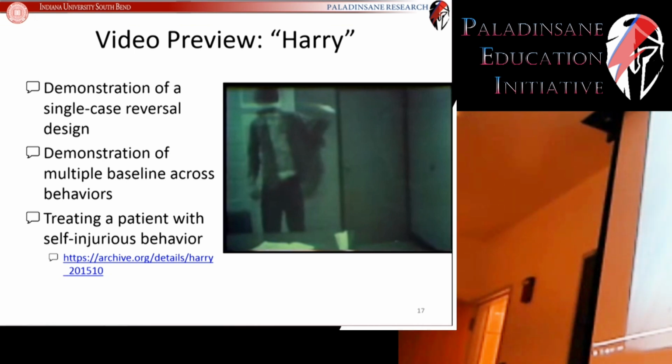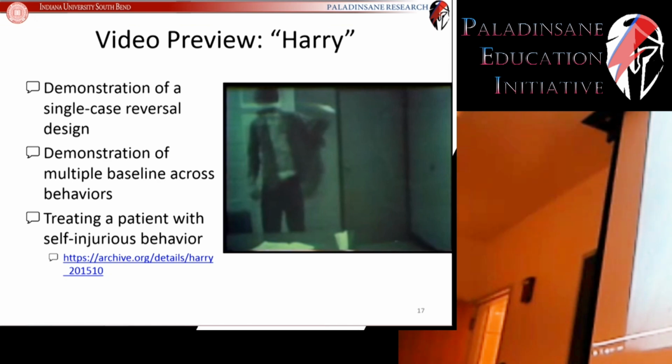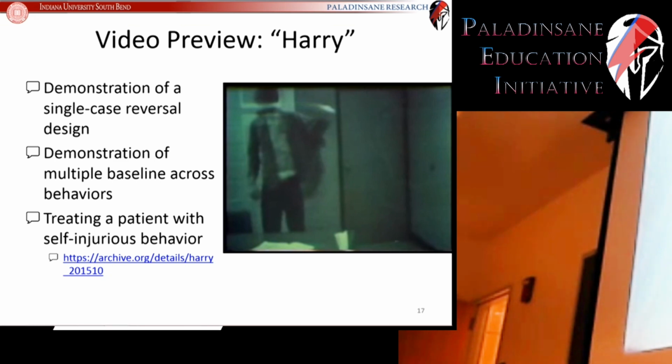All right, so you can see that Harry is now self-abusing, so there will be the consequences of them leaving with the restraints. That's part of the treatment procedure.